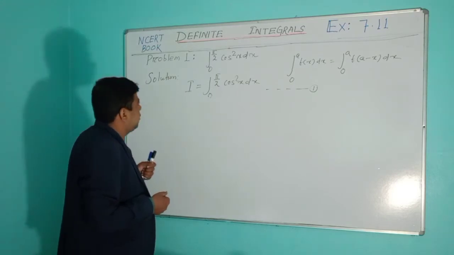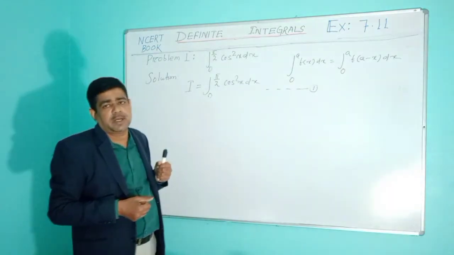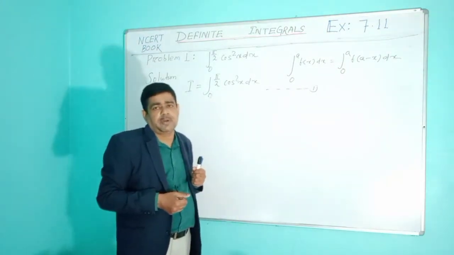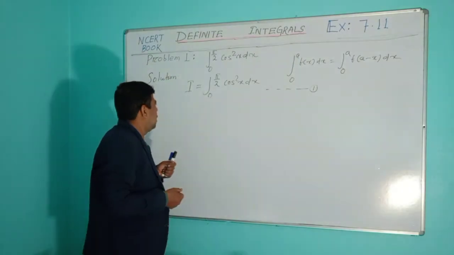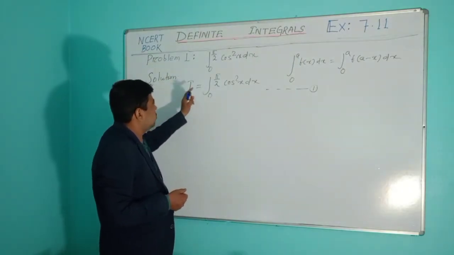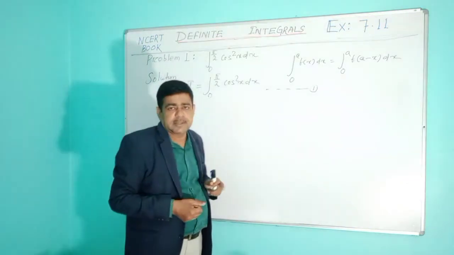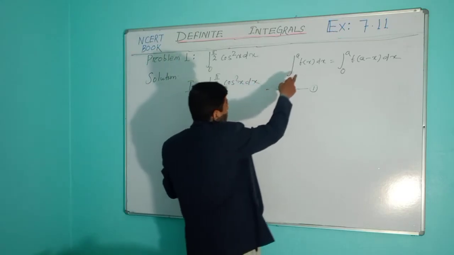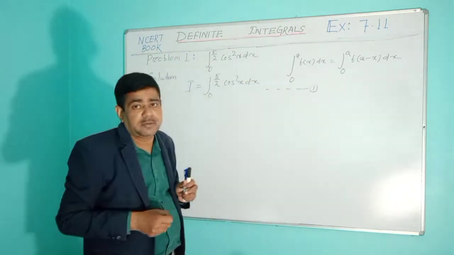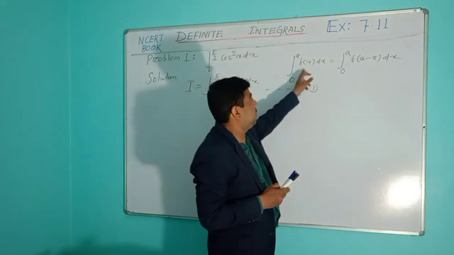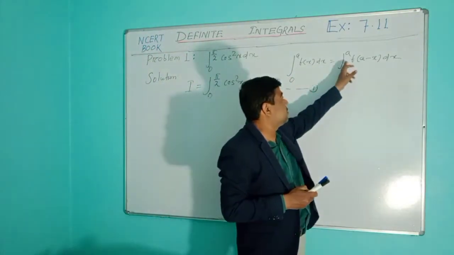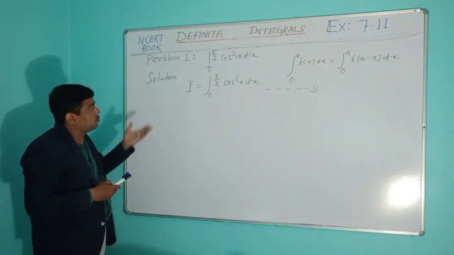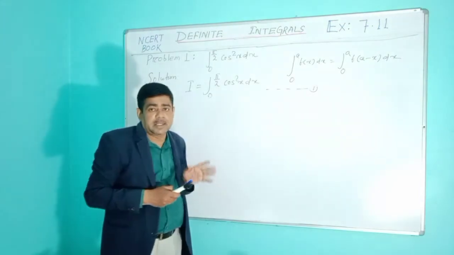Here you have to find the integration of 0 to pi by 2 of cos square x dx. Understand? Let the integral I be equal to the integration of 0 to pi by 2 cos square x dx. Here we are using an important property of the definite integral: the integration of 0 to a of f(x) dx is equal to the integration of 0 to a of f(a minus x) dx. Using this property, we are going to find the integral.